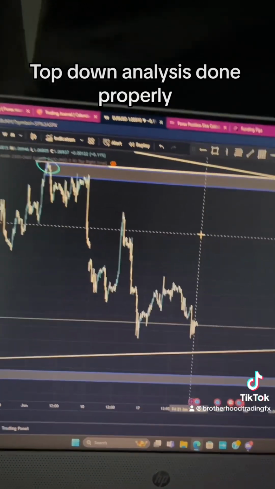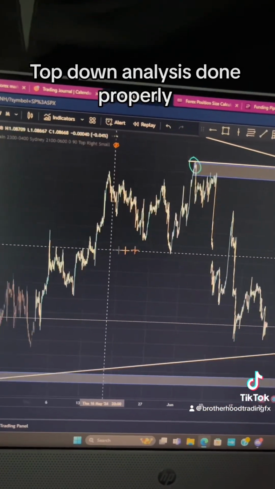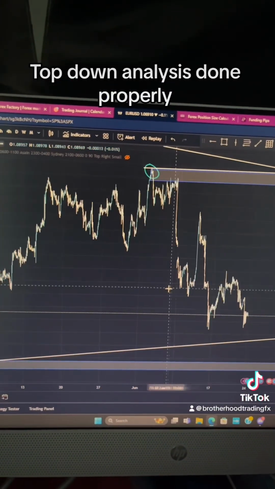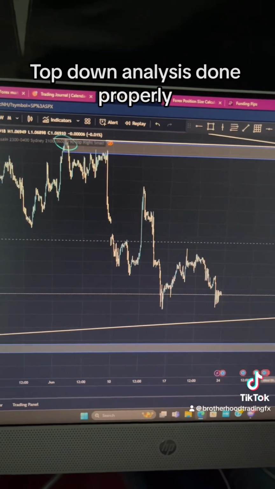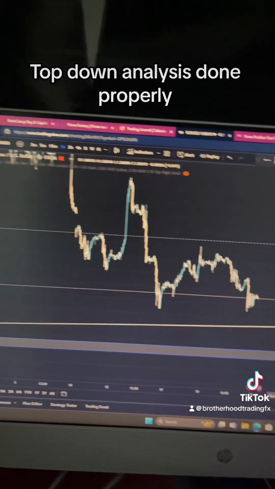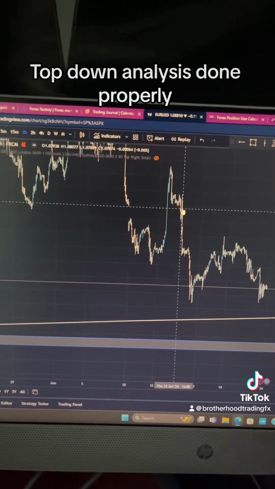And this is exactly what you need to do. Look at the higher time frames. Don't get caught up in the lower time frames because there's too much noise. You've got to realize that central banks and the market movers, they don't trade on these lower time frames.